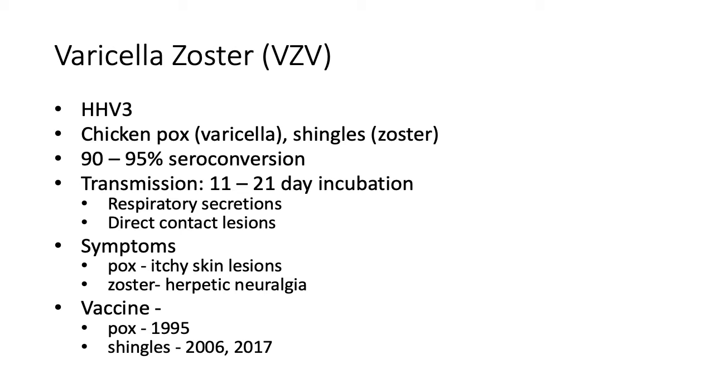Transmission involves contact with respiratory secretions or direct contact with skin lesions. The incubation period is somewhere between 11 and 21 days. Chickenpox illness usually lasts about 4 to 7 days. The classic symptom of chickenpox is a rash that turns into itchy, fluid-filled blisters called pox that eventually turn into scabs.